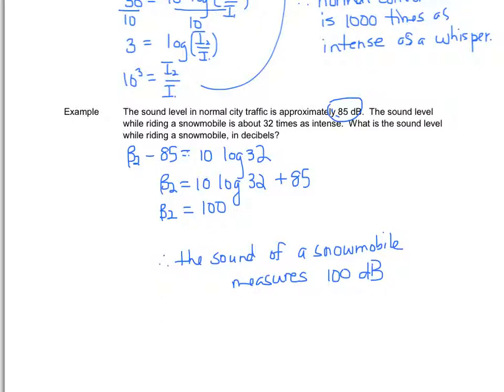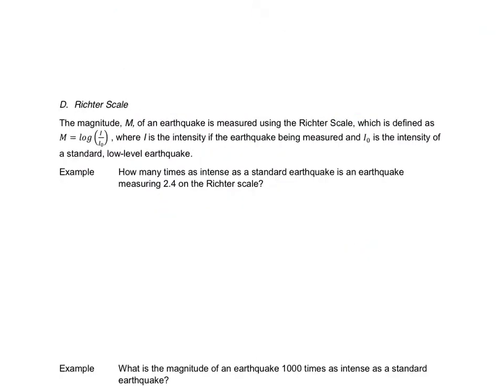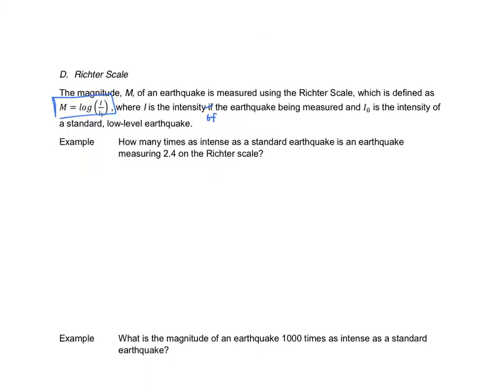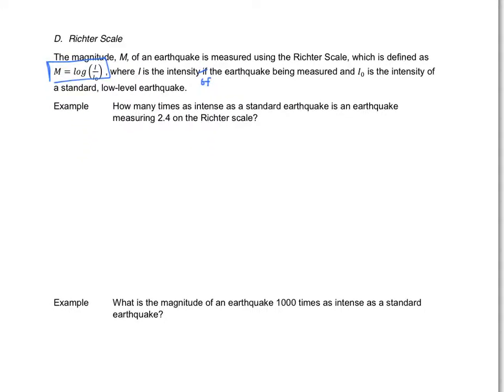The last example we're going to look at is for the Richter scale. The Richter scale measures the magnitude of an earthquake. The formula used for this one is given here: m equals log I over I naught, where I is the intensity of the earthquake being measured, and I naught, with a little zero beside it, is the intensity of a standard low-level earthquake, sort of our baseline. How many times as intense as a standard earthquake is an earthquake measuring 2.4 on the Richter scale?